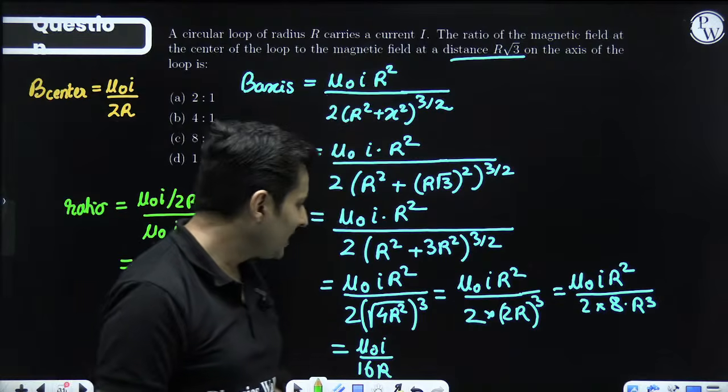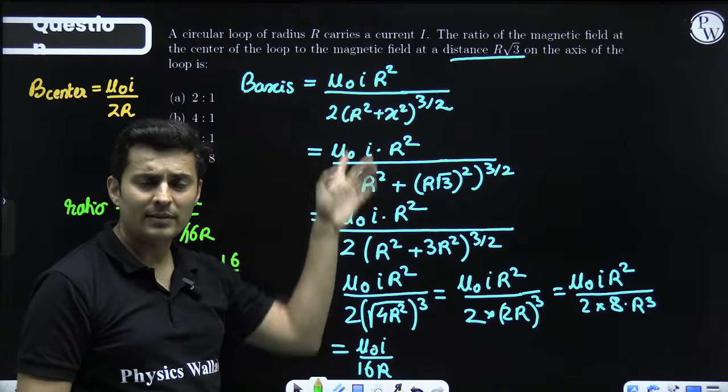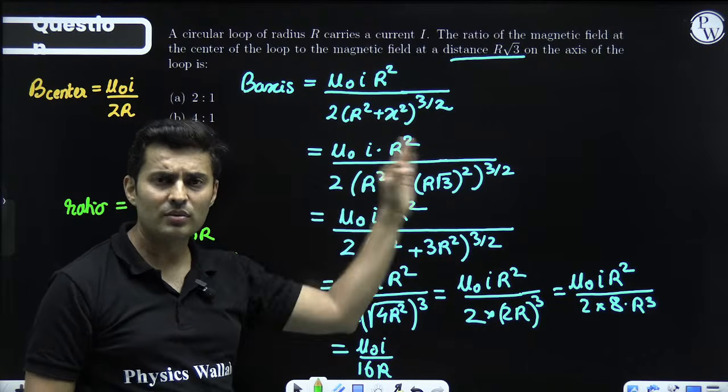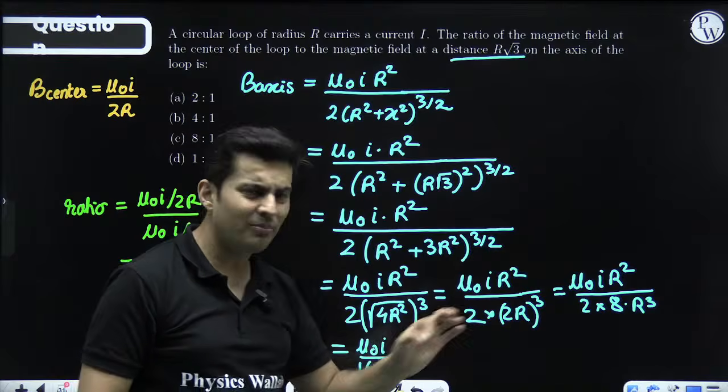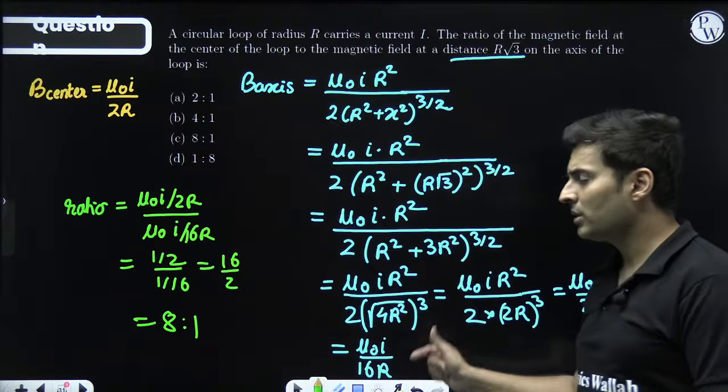So this calculation is purely algebraic. The physics part ended here only after you substituted. Once you know what is what, that's it. After this is pure simple algebra of 9-10 standard level, nothing great. So the answer is 8:1.